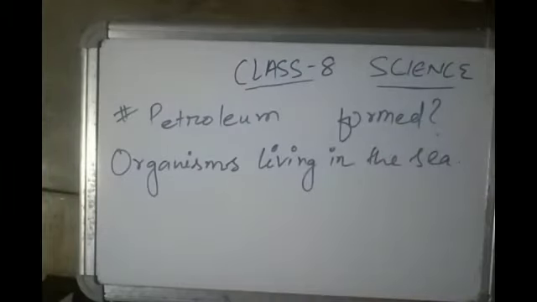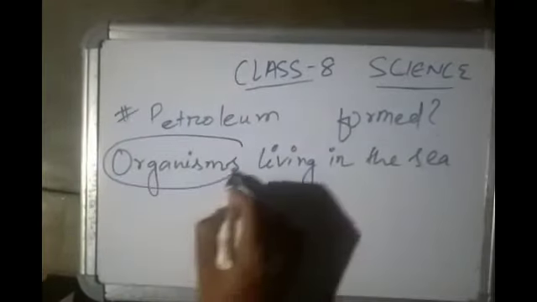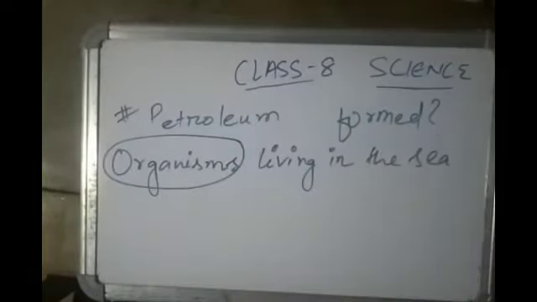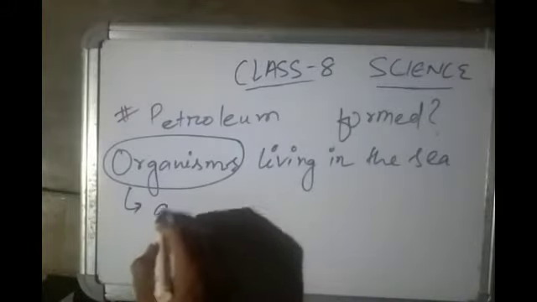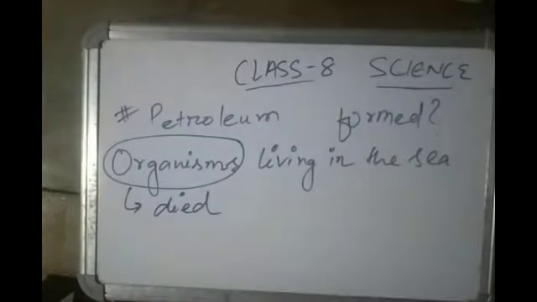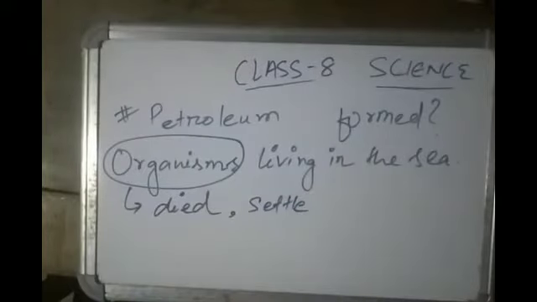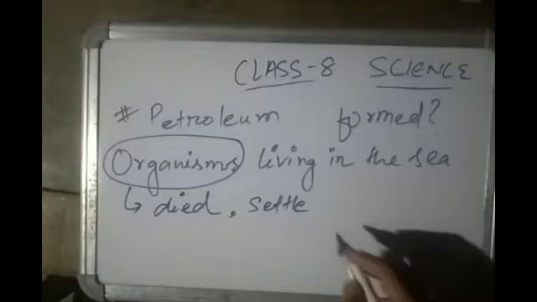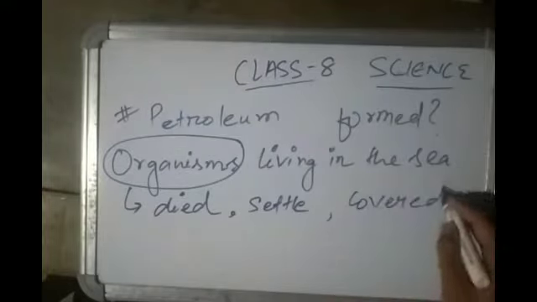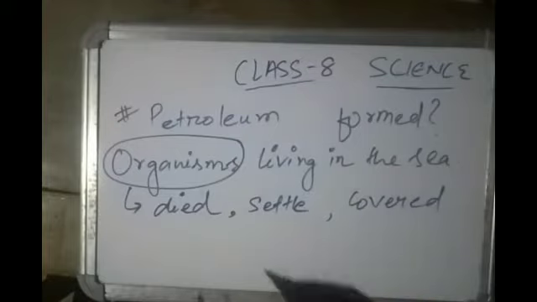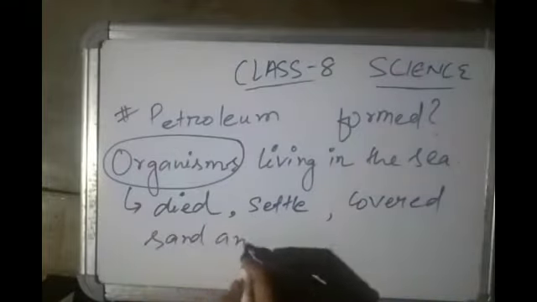Petroleum is obtained from the organisms living in the sea. When these organisms died, their bodies settled down at the bottom of the sea and got covered with layers of sand and clay.